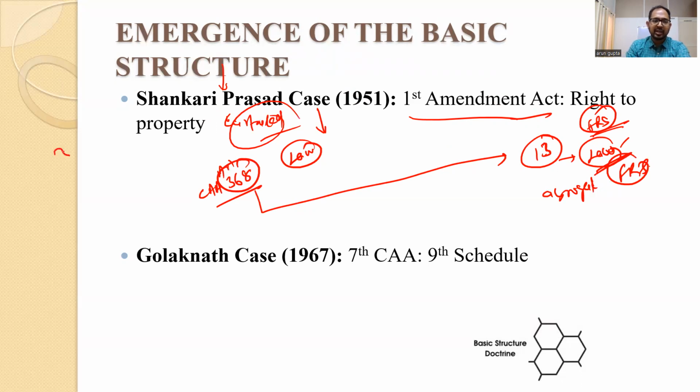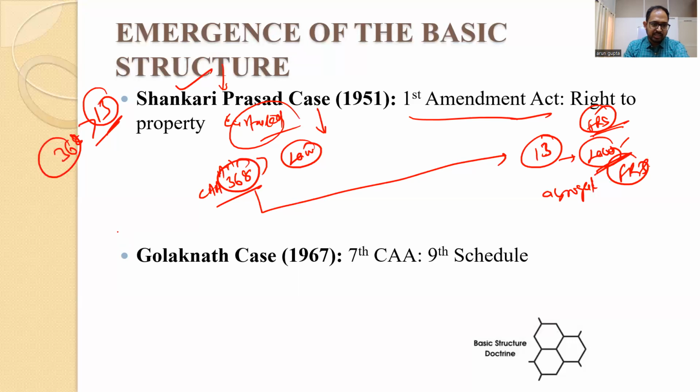So that means Article 368 comes in, Article 13 goes away, right? Because Article 13, as I have also mentioned in our fundamental rights chapter, states that fundamental rights cannot be taken away by any law. According to the Shankar Prasad case, a Constitutional Amendment Act under Article 368 is not an ordinary law, hence it can be used to abrogate fundamental rights.